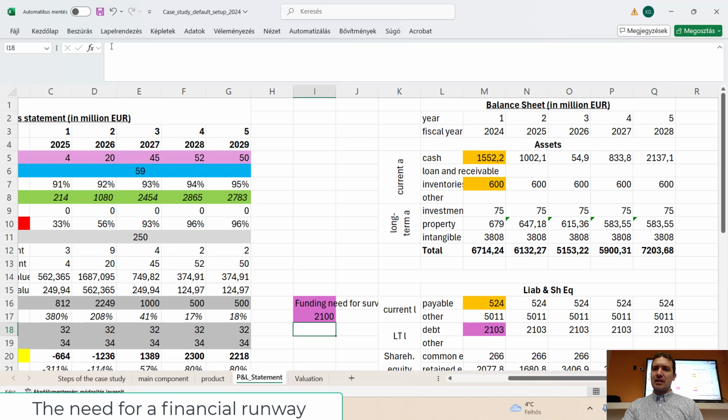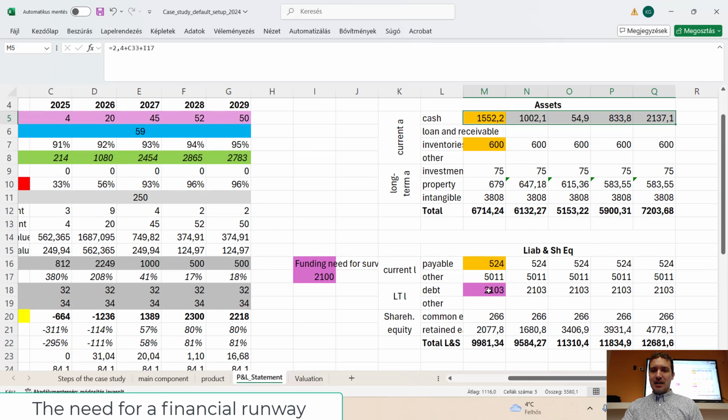Maybe there are more sophisticated Excel ways for that one, but yeah. Okay, that was negative. So no. So if we are setting it to 2.1 billion euros, then we have positive cash reserves here, which is nice. And also our debt levels are not that crazy anymore.